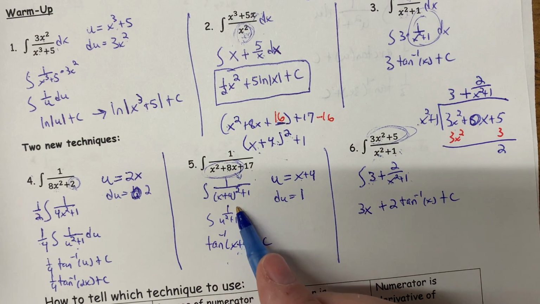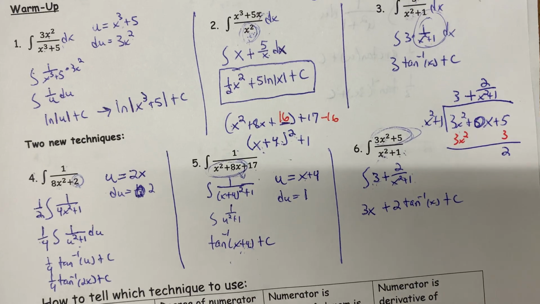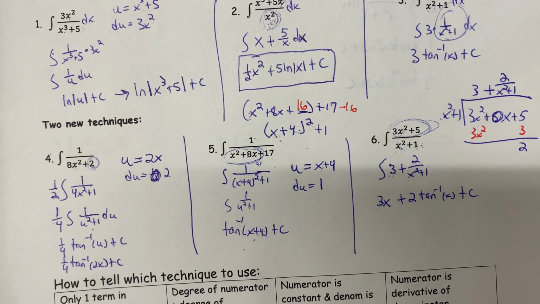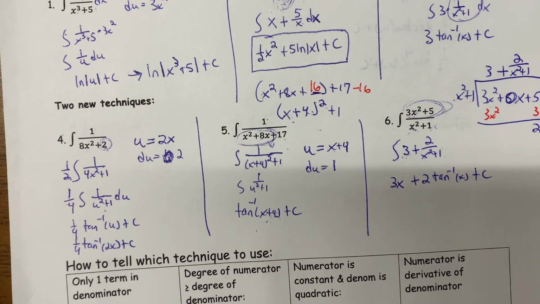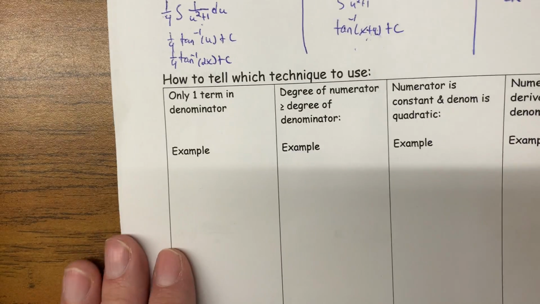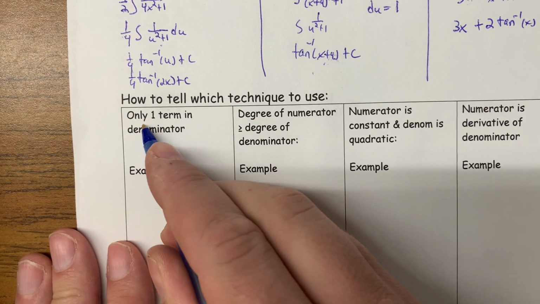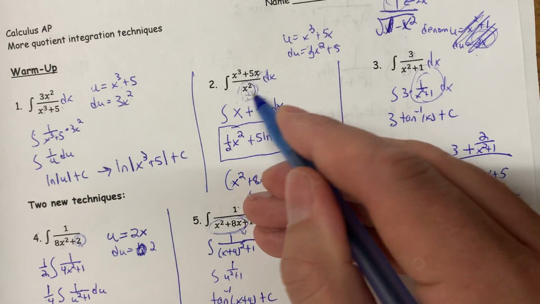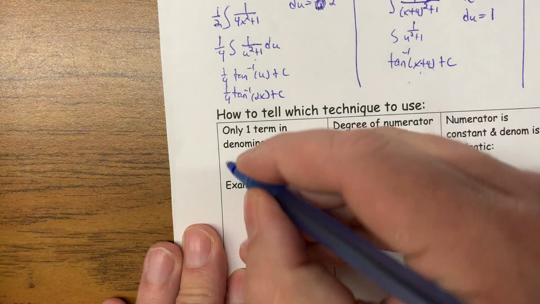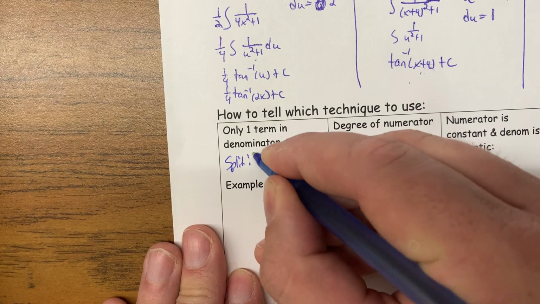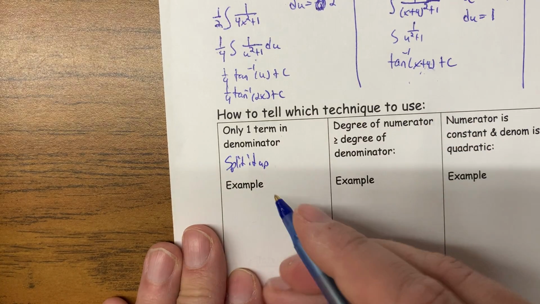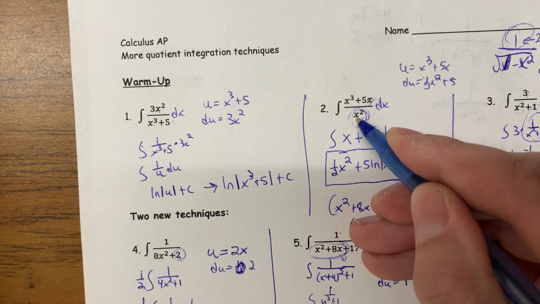I hope I gave you a chance to try this one, and I want to give you a chance to try one of these real quick. So practice this on your own. And then the question is, how do we tell which ones to do? If there is only one term in the denominator, like this, split it up. So if there's only one term in the denominator, split it up.